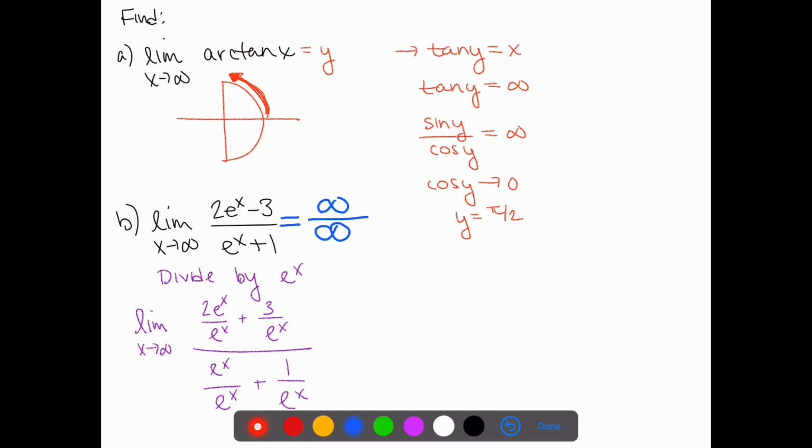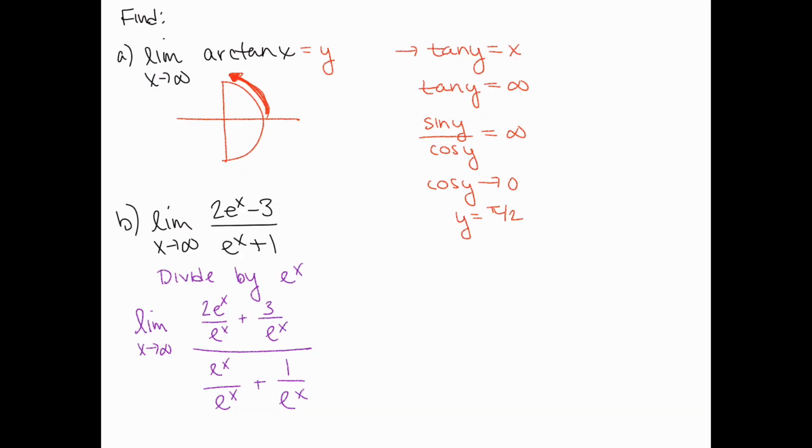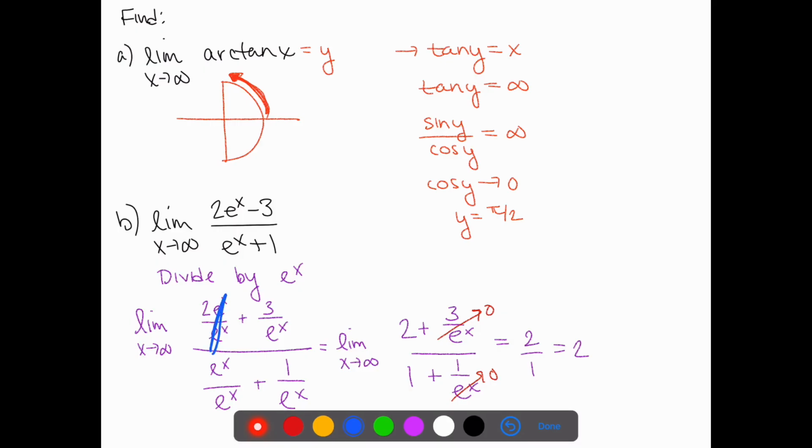And so in this example, we're going to use a strategy that's really similar to what we did in the previous problems. Let's try to divide everything by e to the x and then simplify. So I'm going to take the 2e to the x divided by e to the x plus 3 divided by e to the x all over e to the x divided by e to the x plus 1 over e to the x. Then we can simplify, we can reduce, we can cancel these e to the x's out. So the numerator is now 2 plus 3 over e to the x. And then on the bottom we do some canceling and we get 1 plus 1 over e to the x.